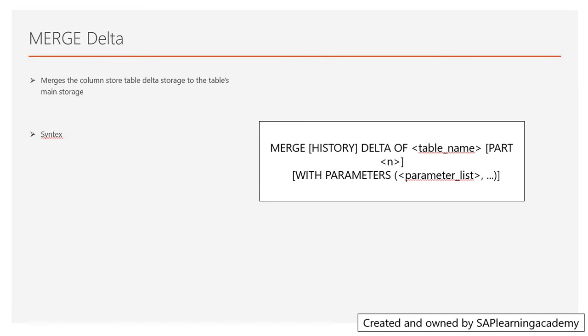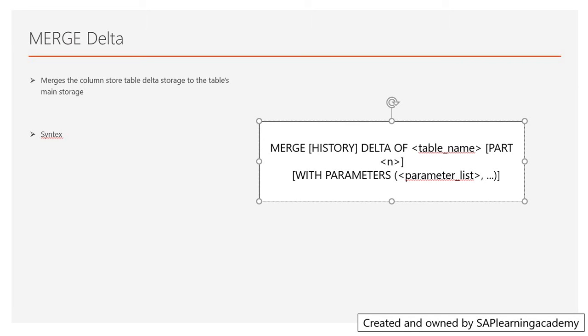And in SAP HANA database, there is a functionality available that whenever the data in the delta storage exceeds some amount of data, it transfers the data into the main storage automatically. But using this statement, merge delta, we can explicitly write the SQL statement and transfer the delta data into the main storage. So that is the concept of merge delta. So let me begin with the syntax.